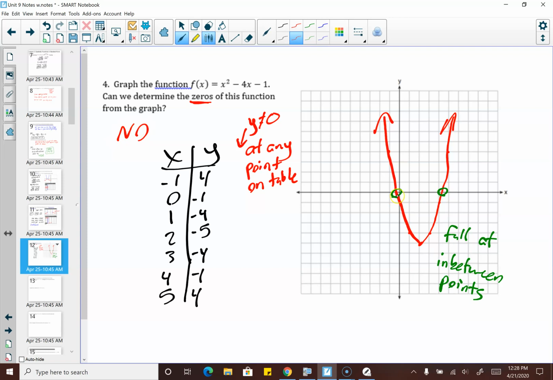Again, that's a giveaway on the graph because it doesn't intersect at perfect points, or on the table because there are no y equals 0 points on the table.